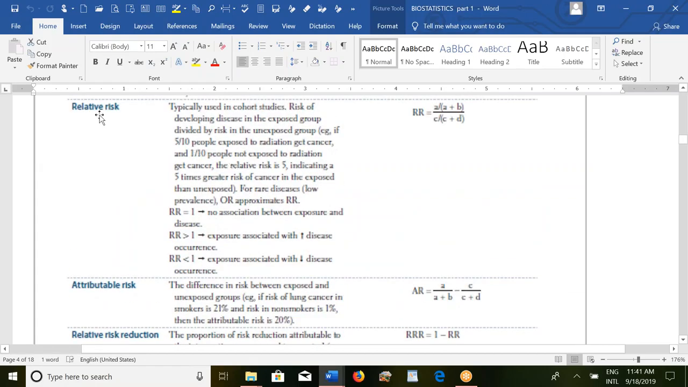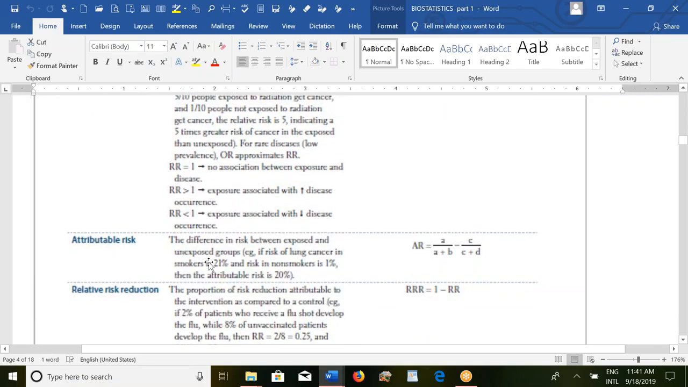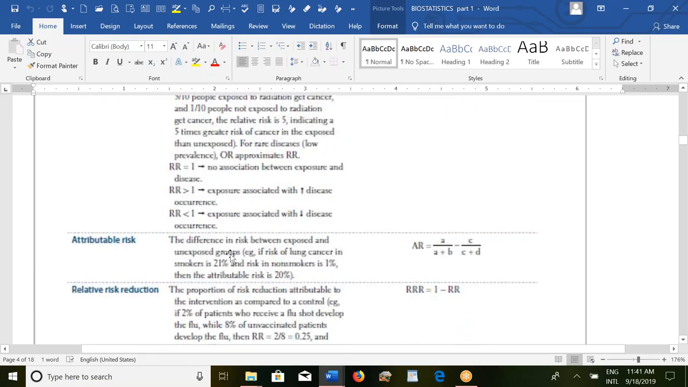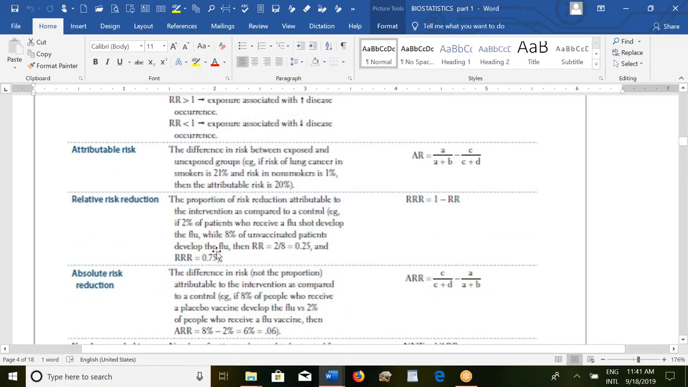And here we are taking the ratio, how many were exposed and how many were unexposed, and how many got the cancer. The attributable risk will be in percent. So you should remember these two values. Here we are dividing them and taking out the relative risk, but here we are just subtracting them, the difference in the exposed and the unexposed.